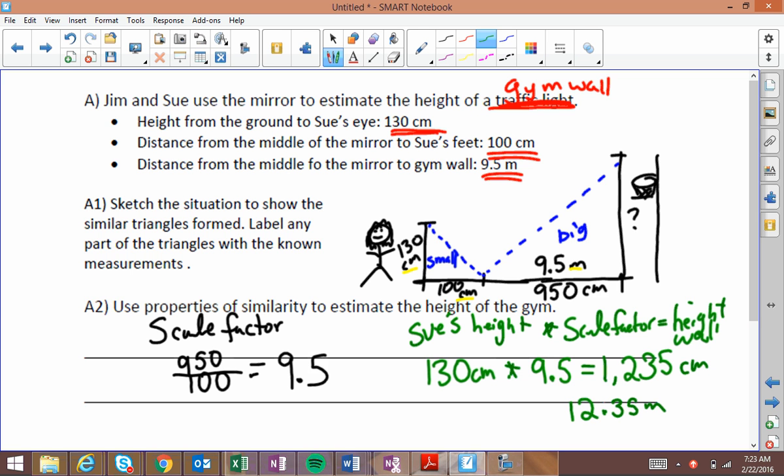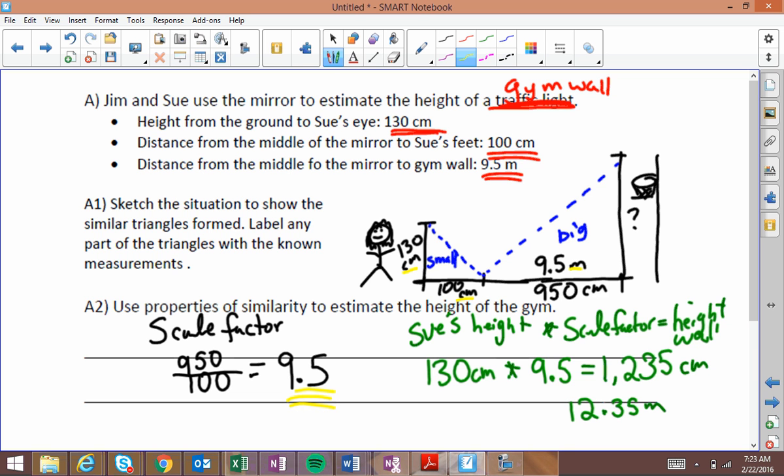Now, if I'm looking at this, I want to make sure my answer makes sense. So I'm going from the small triangle to my big triangle. So I'm increasing in size, which means my scale factor has to be greater than 1, which is true. If my scale factor was less than 1, it would not make sense. If I'm going from my small triangle to my big triangle, I need to increase.